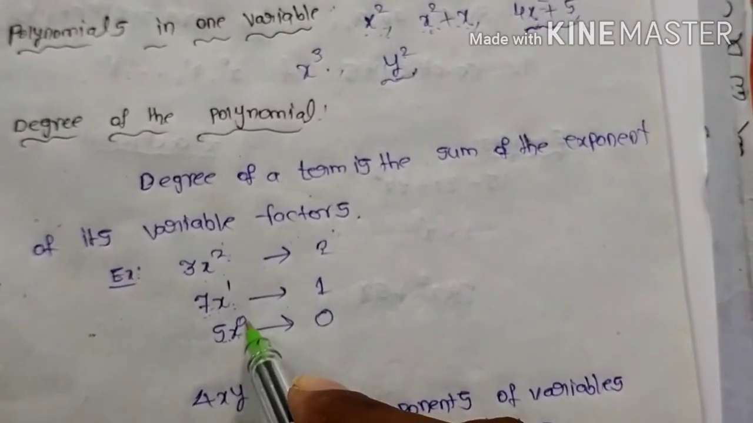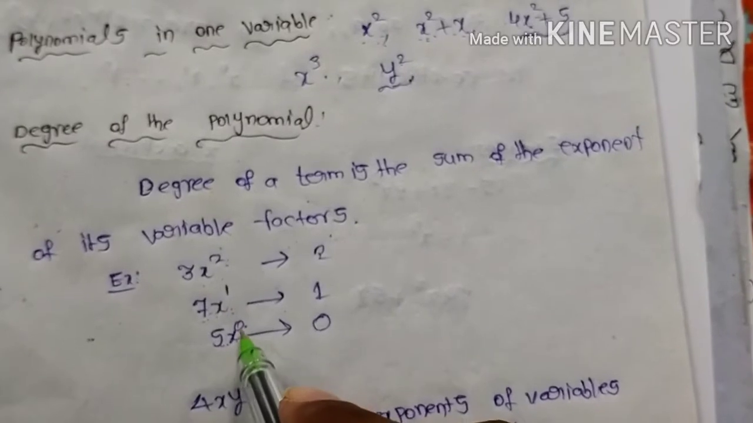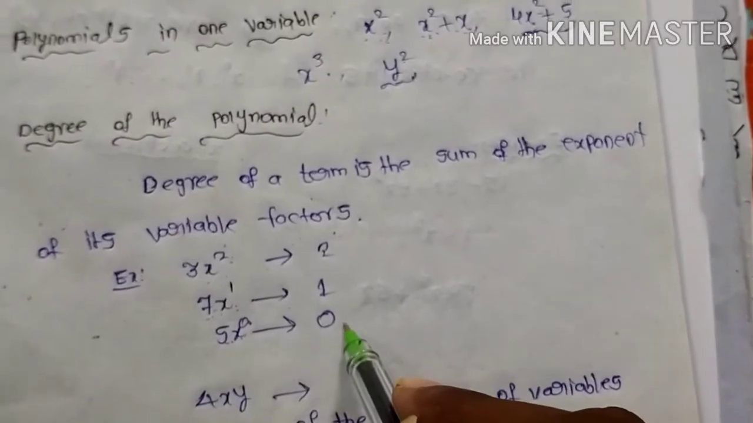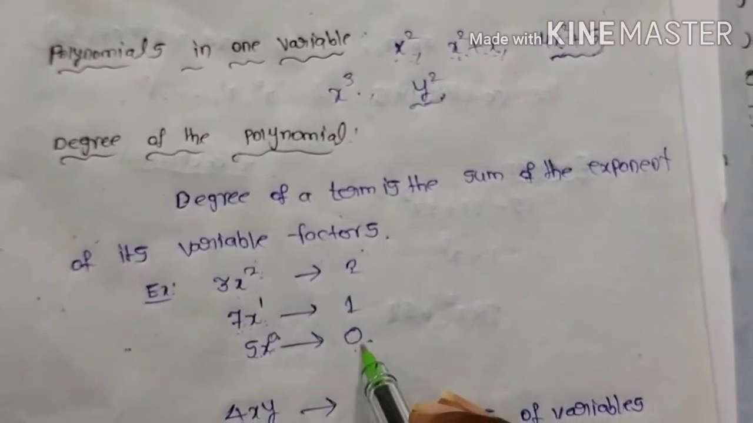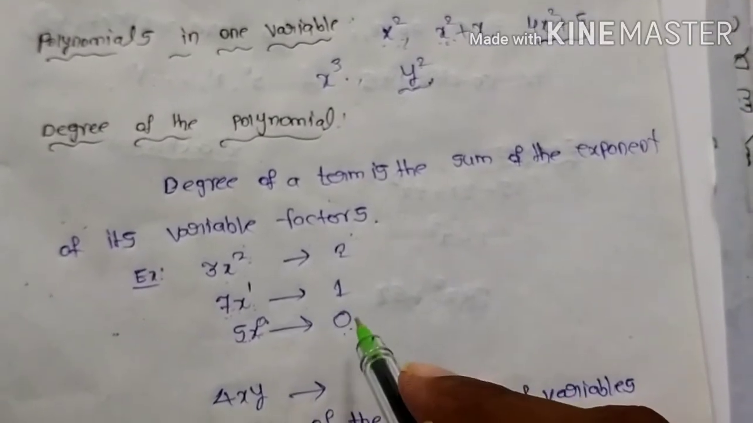See, x power 0 is equal to 1. That means here the power of x is how much? 0. That means only I am writing here 0. Each and every time you can remember here, the degree of a constant term is equal to 0.